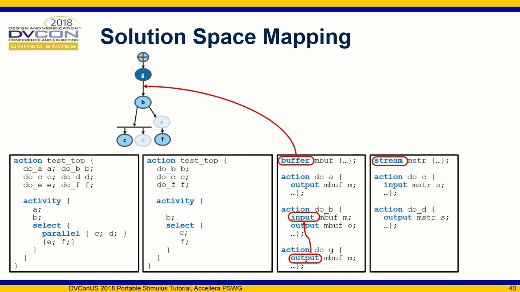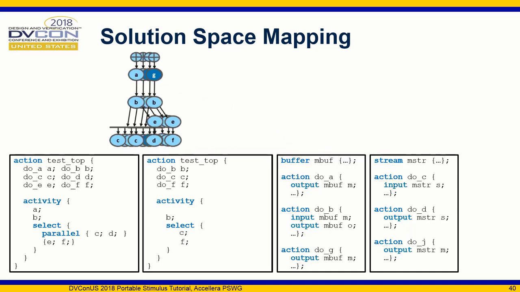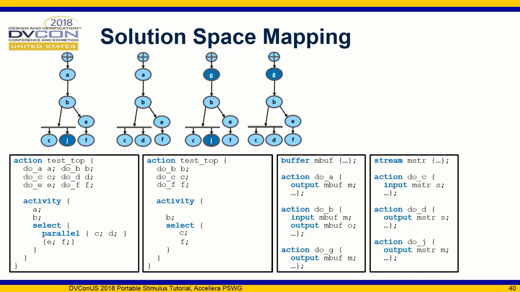And then I might have a stream, and C inputs the stream, and D outputs the stream. Technically, the input's going in from the right. Sorry about that. But I might also have a J that outputs the same stream type. So what does this mean? It means that from this given specification in here, B followed by C or F, I can infer a bunch of different scenarios. And it goes further than that.